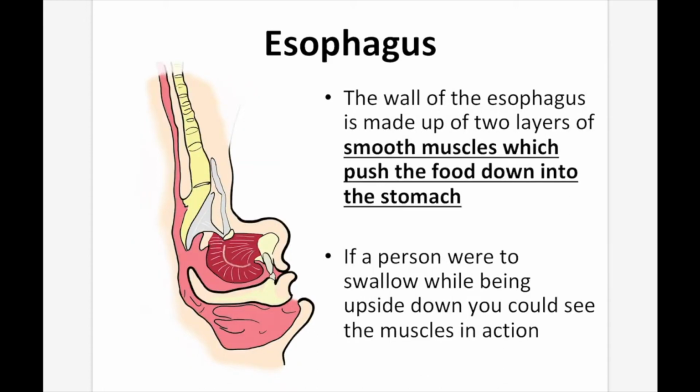Now, the wall of the esophagus is made up of 2 layers of smooth muscle, which helps push the food down. Now, if you were upside down, which you technically are in space, so if you think of it like that, the astronauts, there's no down in space. So this is very important for them, especially.